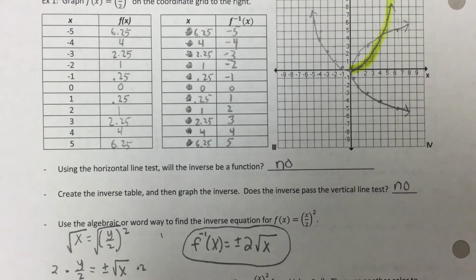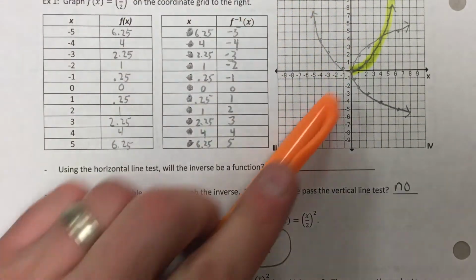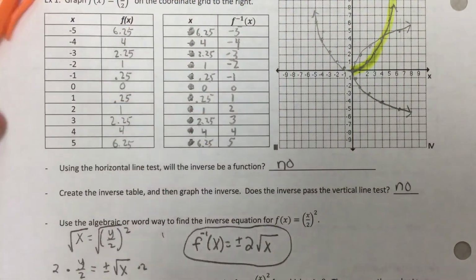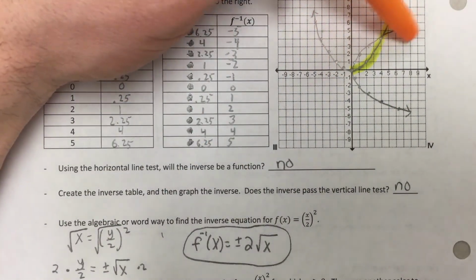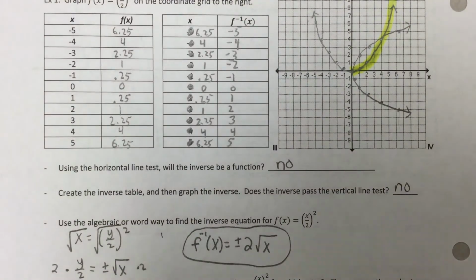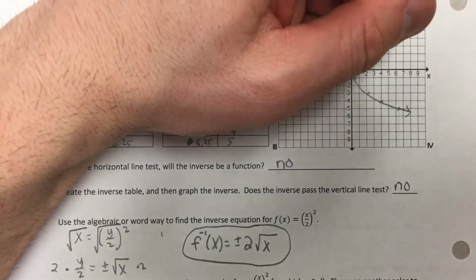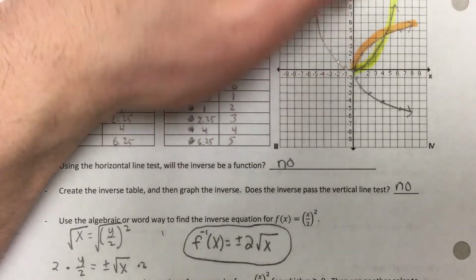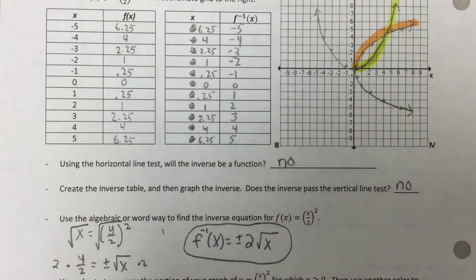And then we're going to use another color to trace only the inverse part of that. So if we think of our line of symmetry going right here at y equals x, the part that folds over it is the top half part of our sleeping parabola. So this part of our inverse is what goes along with the yellow part of our original problem.